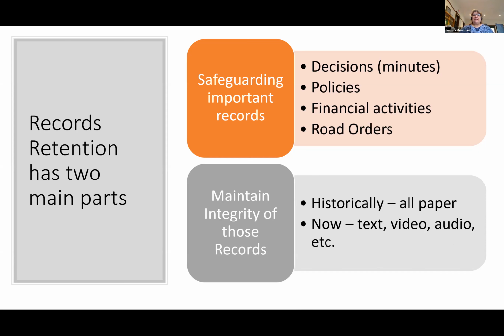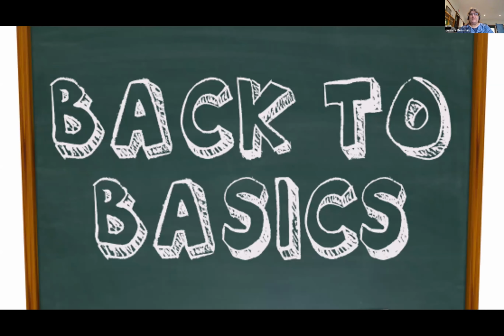And maintaining the integrity, well, historically, everything was paper. Now we've got text and video, all sorts of stuff that we have to figure out what we're going to do with. So when we're getting going here, let's get back to basics. We need to determine what is a record. And the definition we're going to use here applies to records retention, all right? I want to be real focused on this. We're only dealing with the records retention definition.